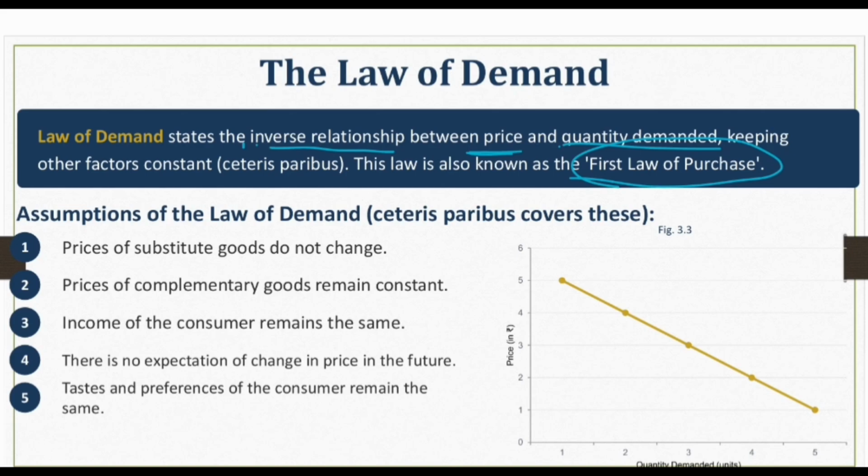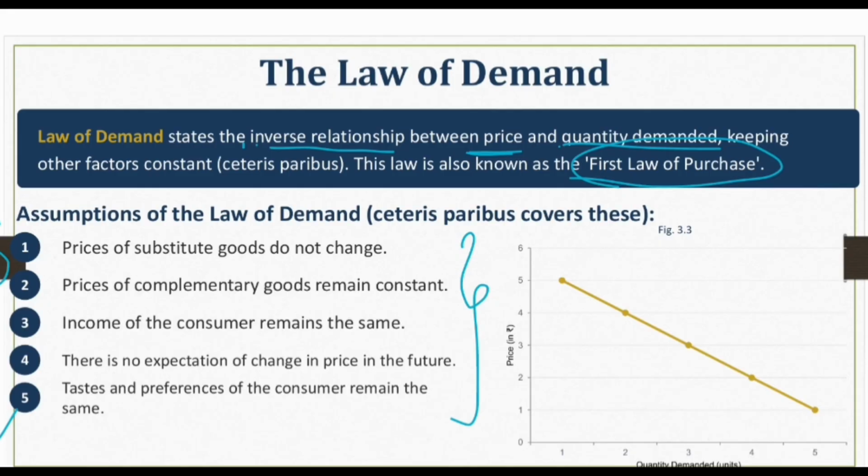So you can see that the assumptions that we basically take for the law of demand cover these basic topics, right? Price of substitute goods do not change. Prices of complementary goods remain constant. Income of the consumer remains the same. There is no expectation of change in the price in the future. Tastes and preferences of the consumers remain the same.